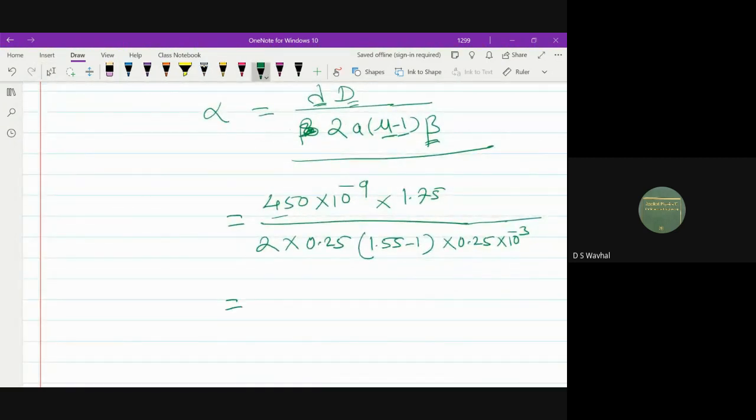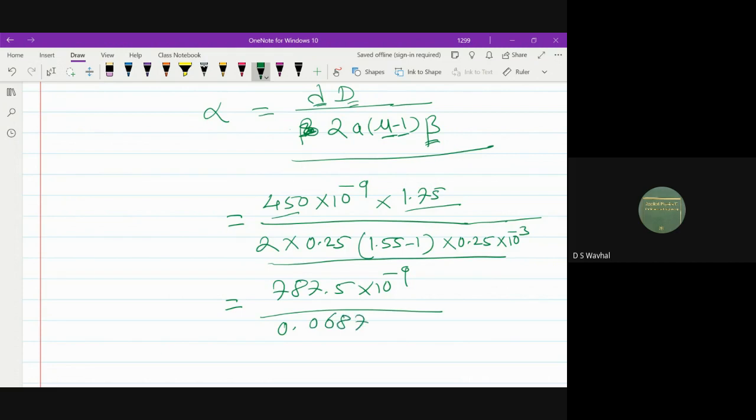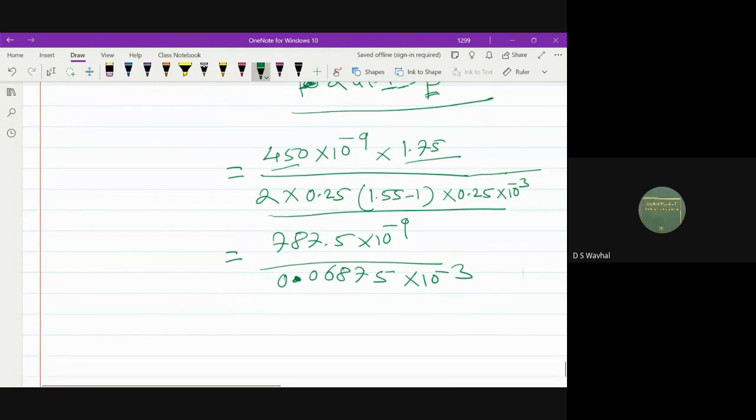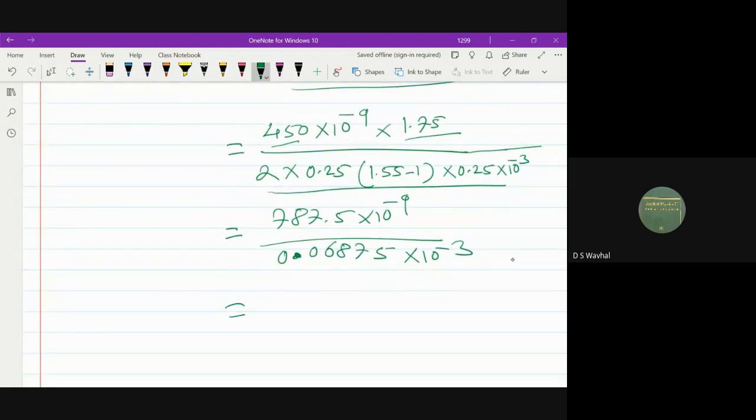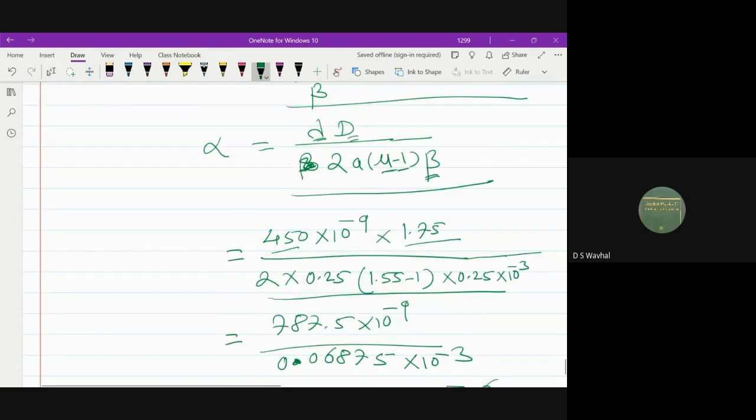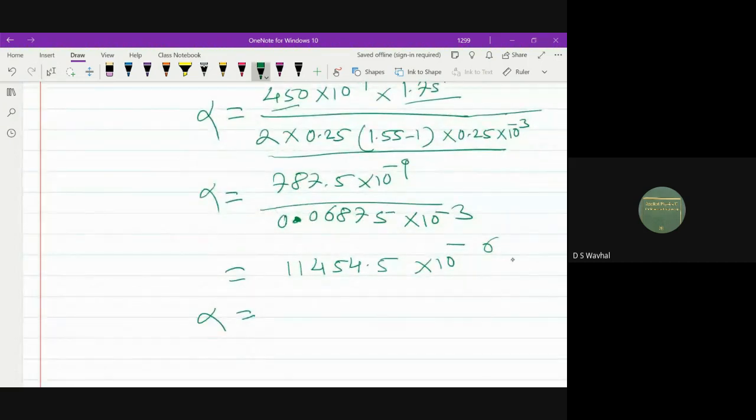So let us multiply this. We get 787.5 into 10 raised to minus 9 divided by, let us multiply all this, 0.06875 into 10 to power minus 3. And that is 11454.5 into 10 raised to minus 6, which is alpha. We are finding alpha. This we can write, rounding it up, as 1.15 into 10 to power minus 2, and this is in radian. So we got the alpha here.